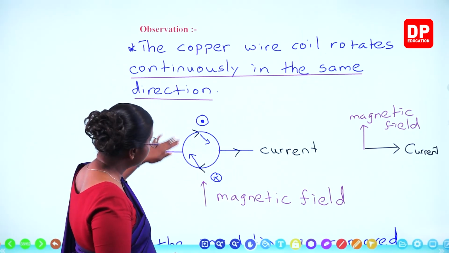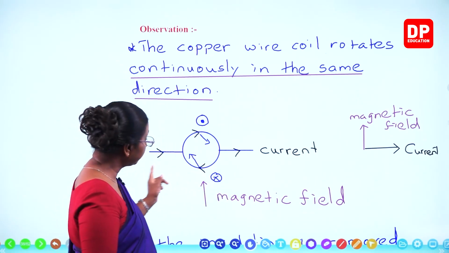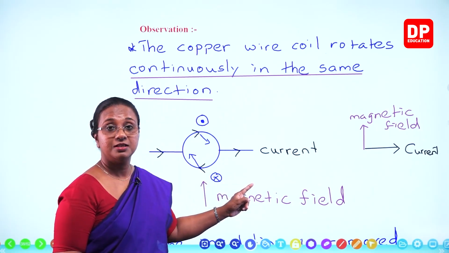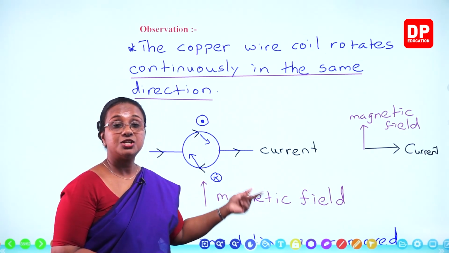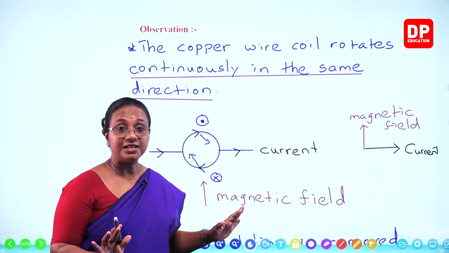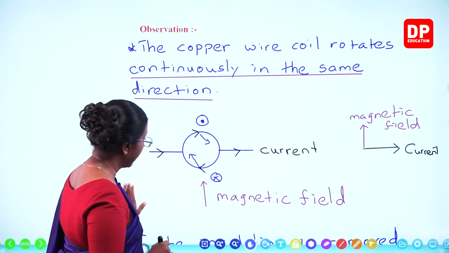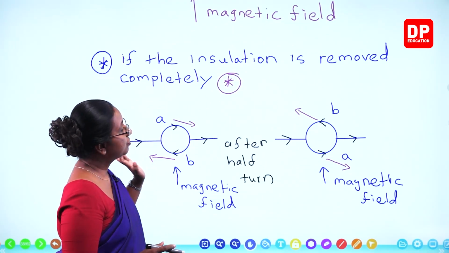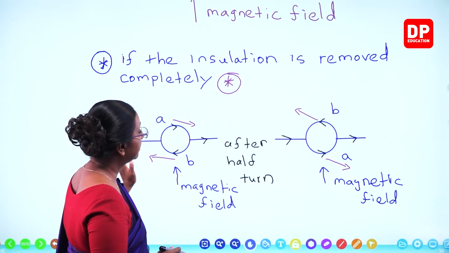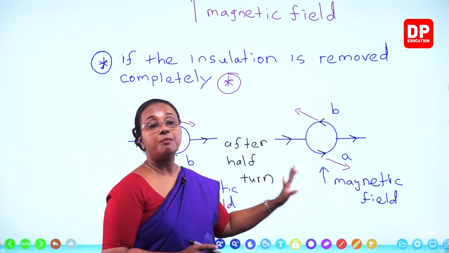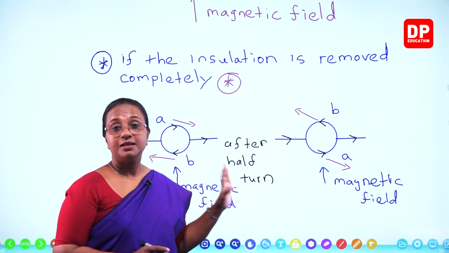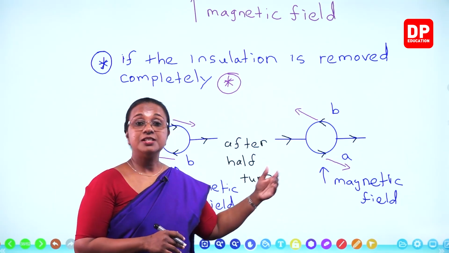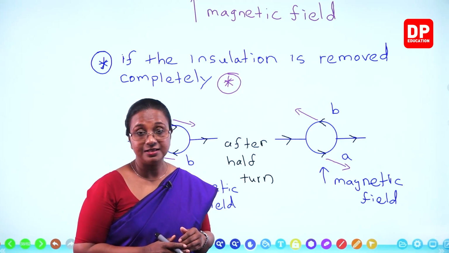And then when it goes to the other half, completes the other half, again current flows through it. So the rotation continues. Is that clear, students? So you have to keep that in mind. We do not remove the insulation completely. If we did, the rotation will be in opposite sides. Is that okay? So with that, students, I'll move on to the next slide.